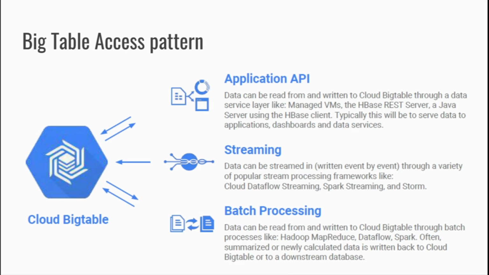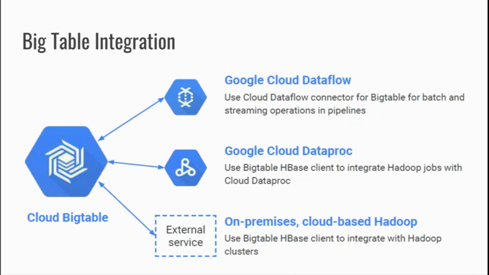You can also use streaming services. You can insert data into Bigtable or retrieve data from your Dataflow streaming service, your Spark Streaming, Apache Storm, or any kind of streaming or non-streaming framework. You can also use it for batch processing, where you can use Spark to connect to Bigtable or write to Bigtable. You can use Dataflow, which is based on Apache Beam, and you can use MapReduce. You can use any of these when you are using Cloud Bigtable.